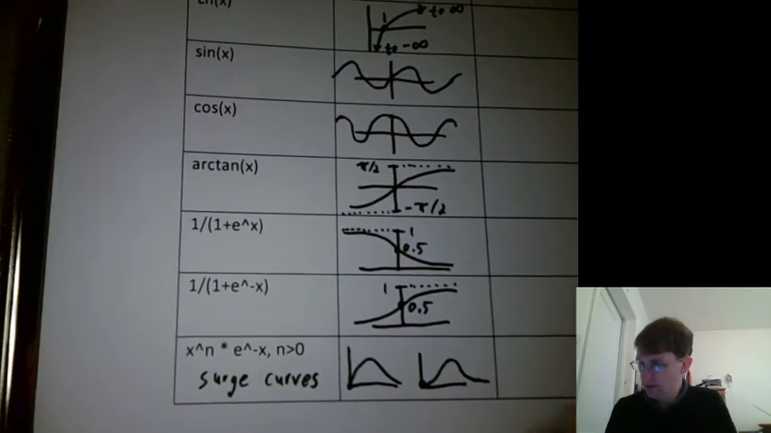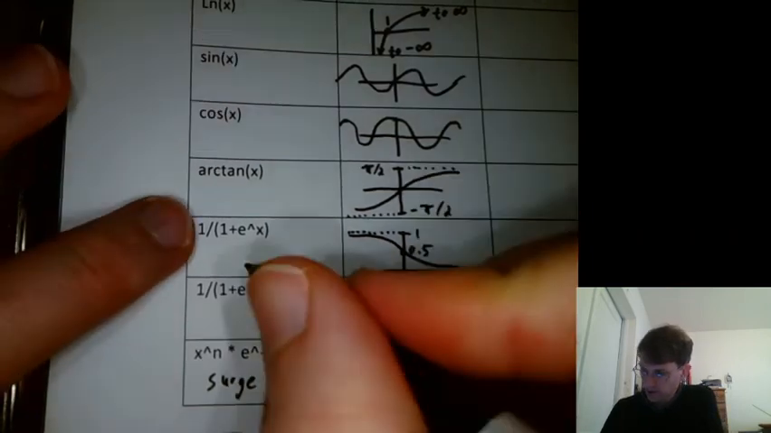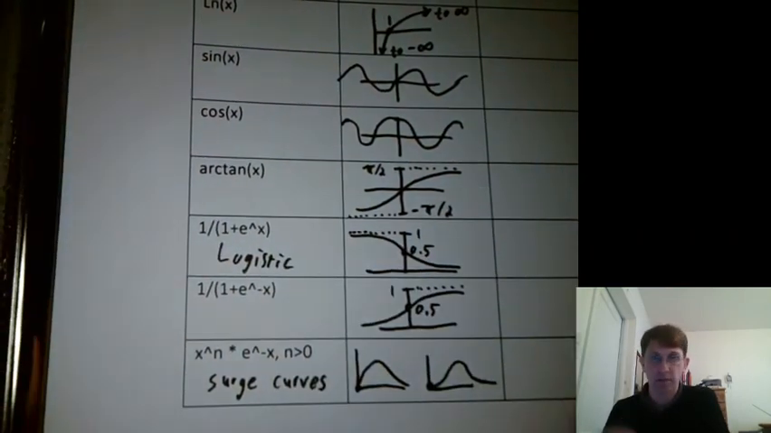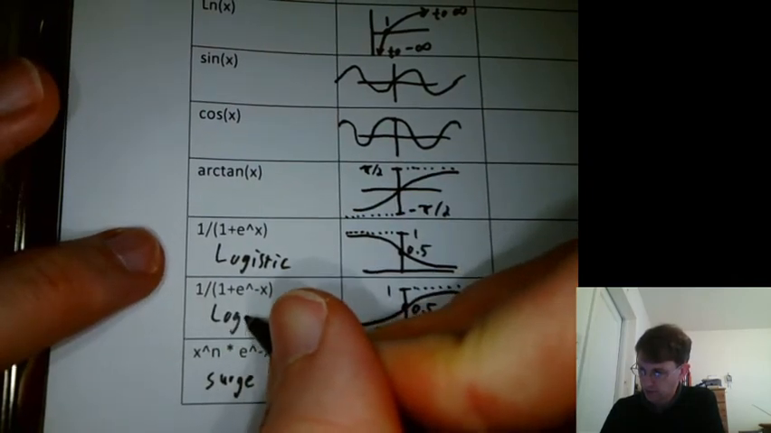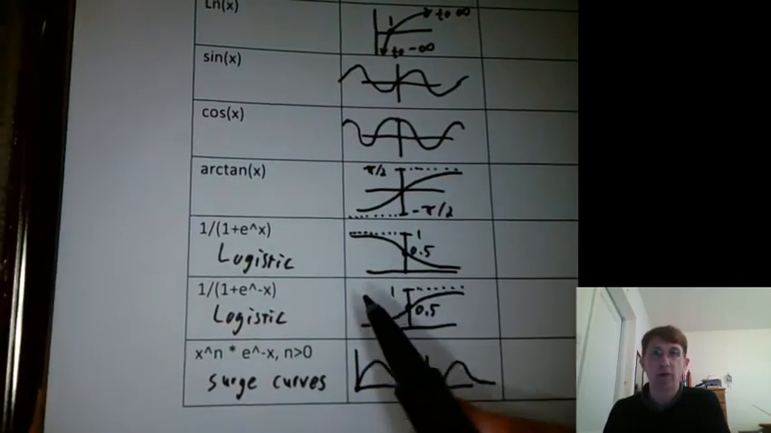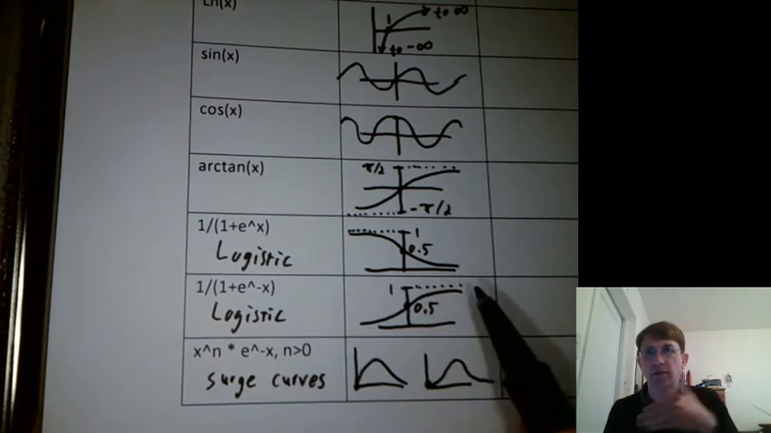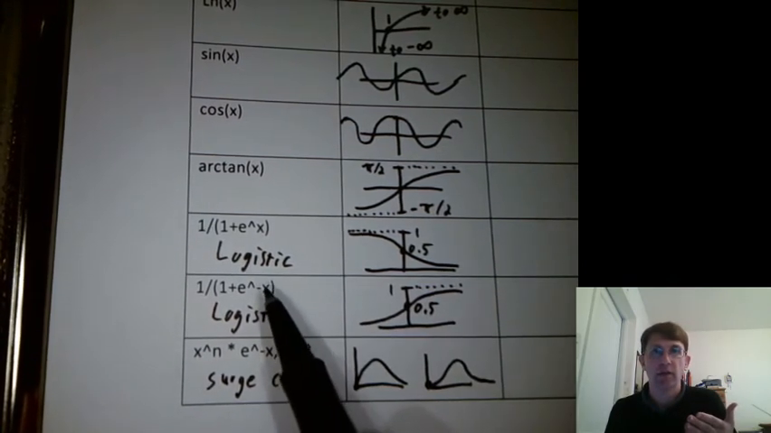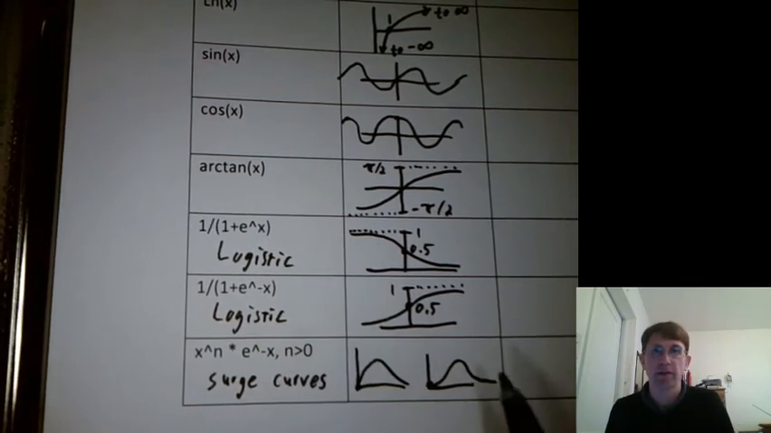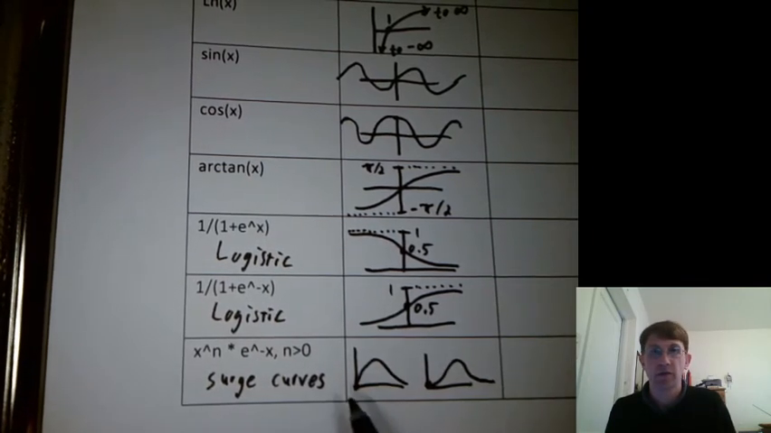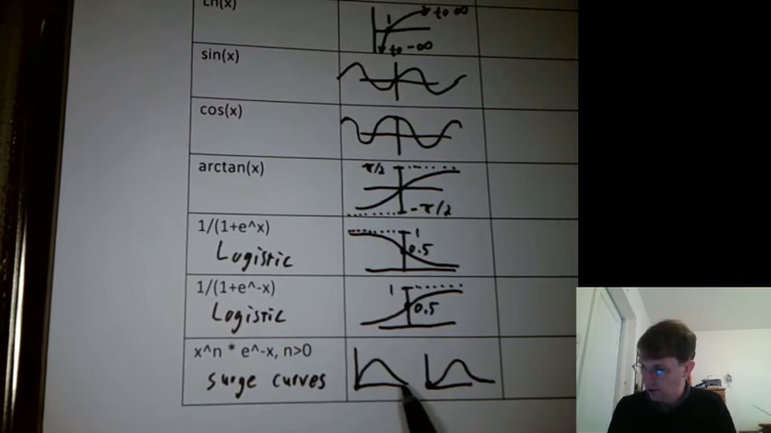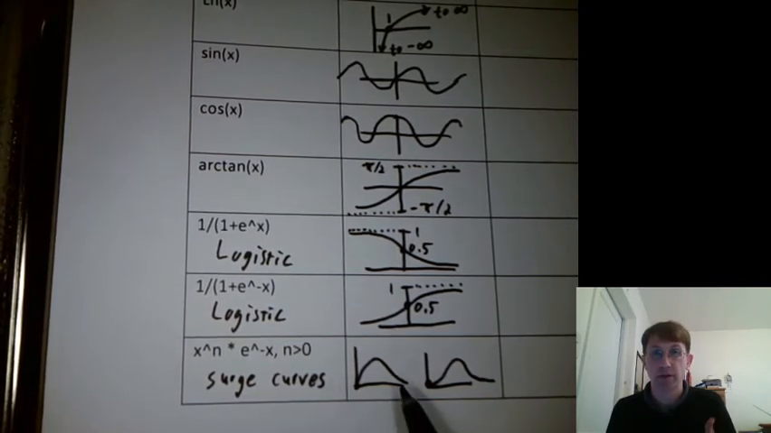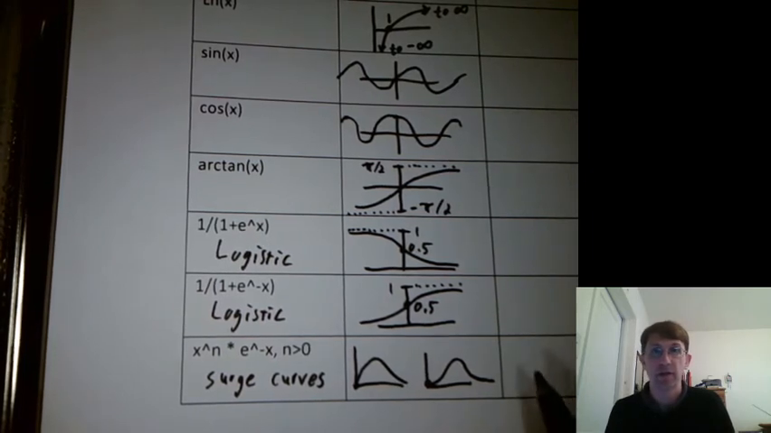And then these two curves are called logistic curves, and they're really useful in a bunch of statistics and machine learning. They're both called logistic, even though one is kind of falling off and the other one is growing. It's obviously just a minus sign here, but they're both called logistic. And then surge curves, which we've used before. That's the thing that L'Hopital's rule from chapter 6.7 was telling us about the limit as x goes to infinity.